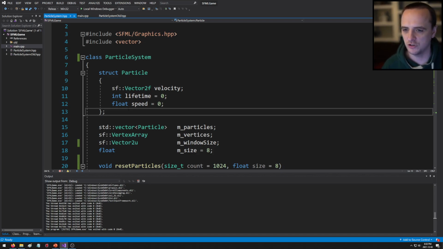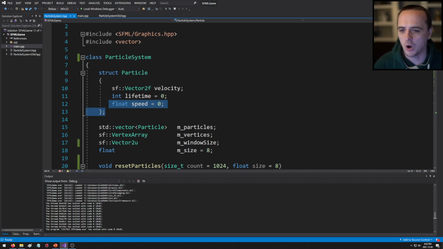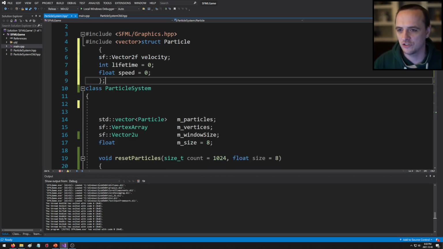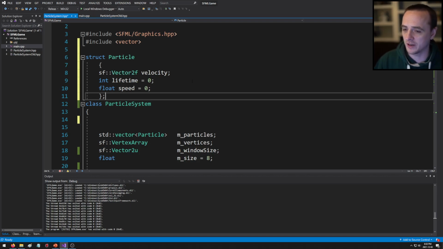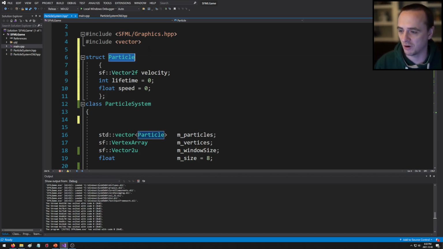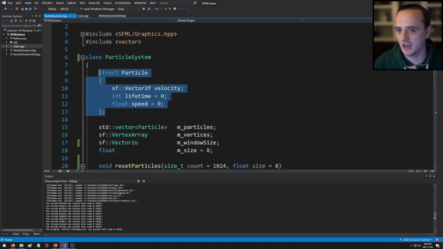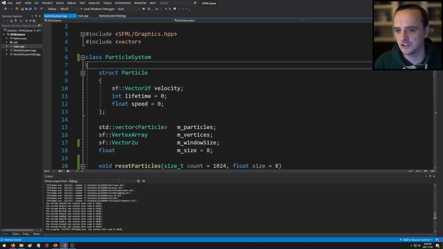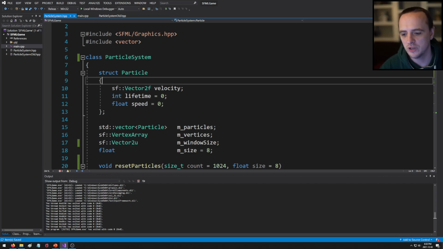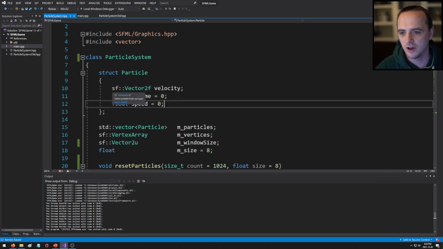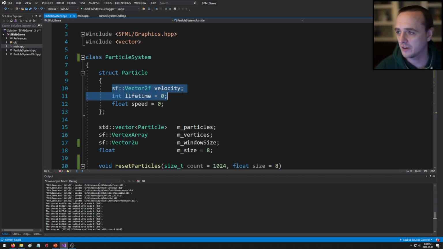Here I'm defining a struct called particle. In C++, you can do this interesting thing where only the particle system is ever going to be dealing with these individual particle data. If I had defined this struct outside of this class, then anyone in my code that included particle system would have access to this particle struct, but I don't want anyone to have access to it. So I'm going to define this structure within this class, and that just means that only the particle system knows what a particle is. Each particle is going to have, let's say, a velocity, and it's going to have a lifetime.